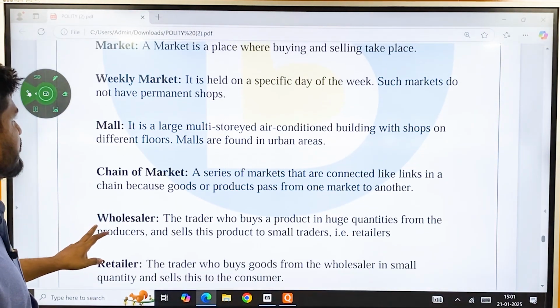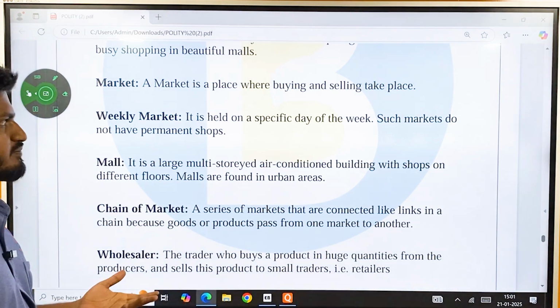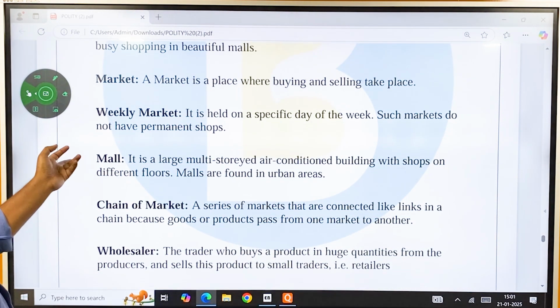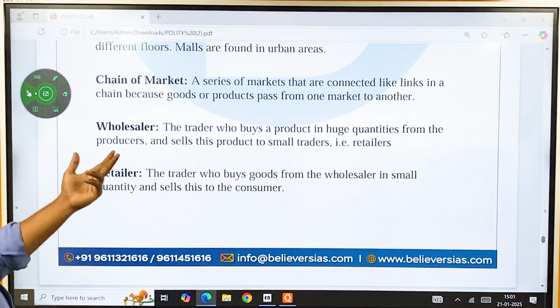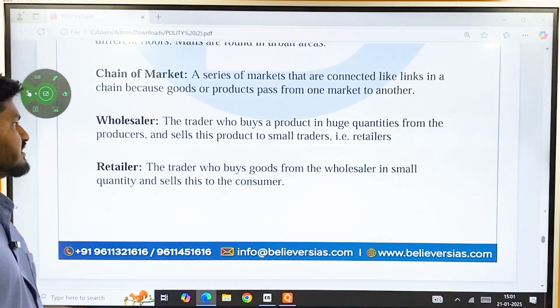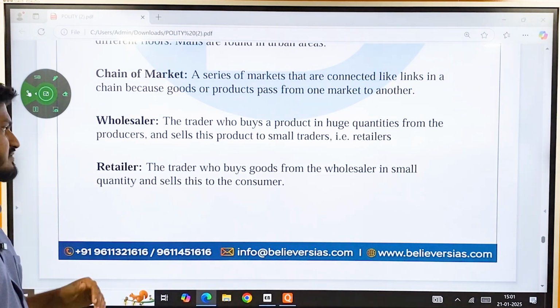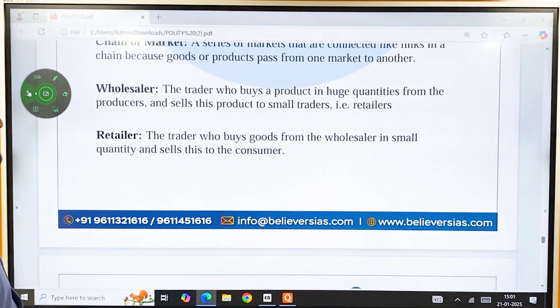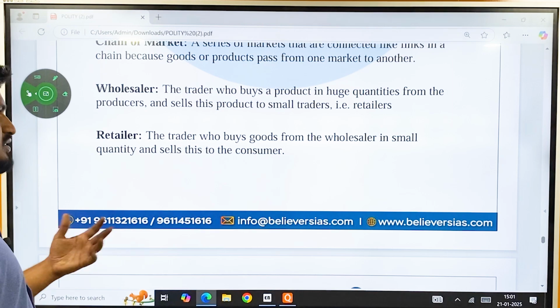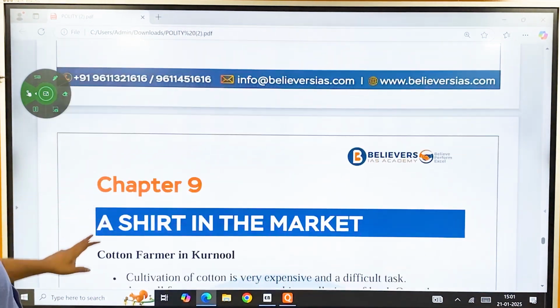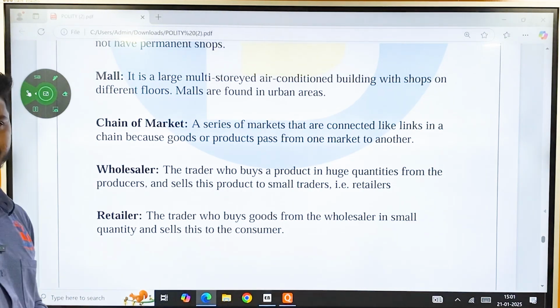So some of the vocabulary: marketplace is a place where buying and selling take place. Weekly market we discussed, mall we discussed, chain of market we discussed. Wholesaler is the trader who buys products in huge quantities from the producers and sells the product to small traders or the retailers. The retailer is the trader who buys the goods from the wholesaler in small quantity and sells them to the consumers. Okay, so this is chapter 8.